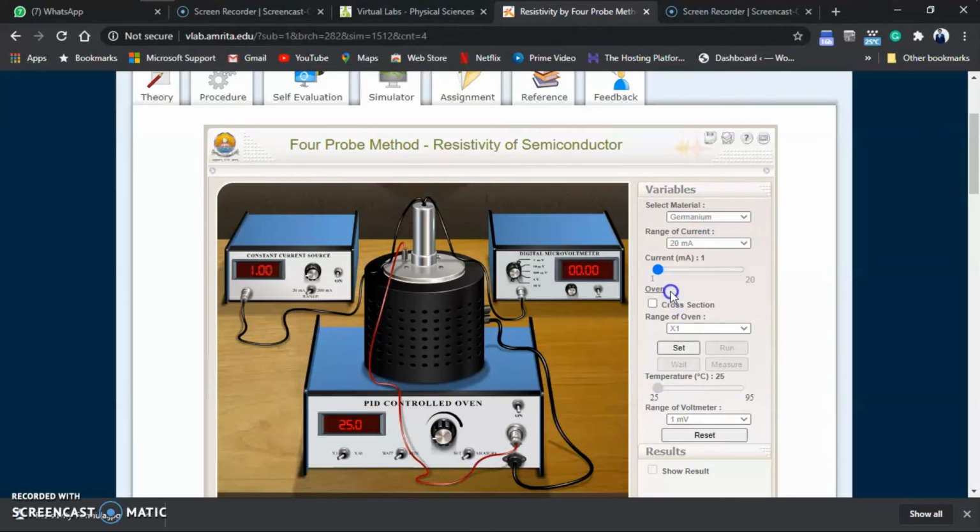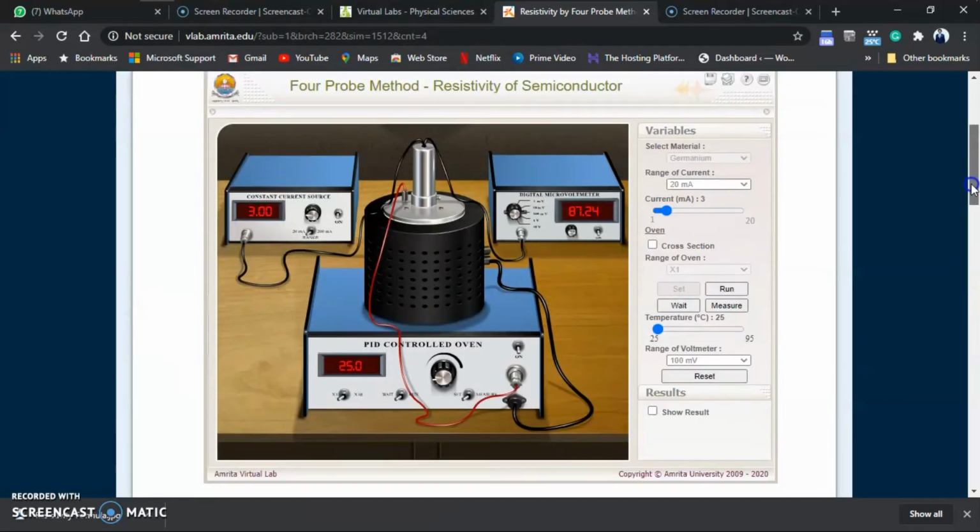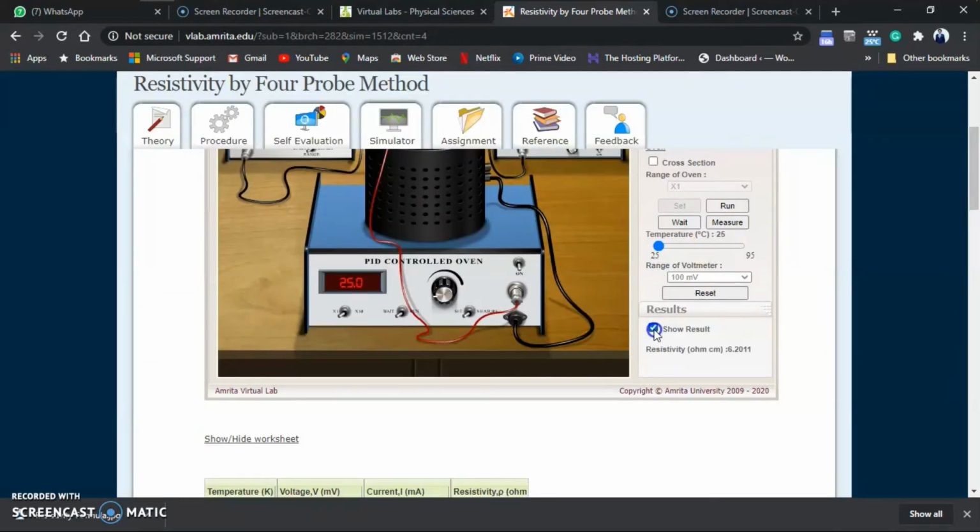Now, we need to keep the current constant throughout the experiment. And let us take our current as 3 milliampere. Yes. So now click on set. And now let us take our temperature as 25 degrees Celsius as it is. And then we have to change it to 100 millivolt. And it shows the voltage. So this is what we need in our experiment. The temperature, the voltage and the current are constant. Here it shows the resistivity value. And we can also calculate it with the formula, that is, resistivity is equal to rho naught upon function of W by S.